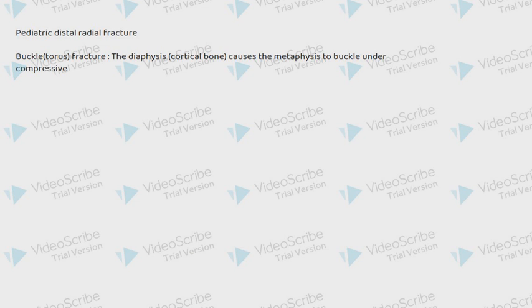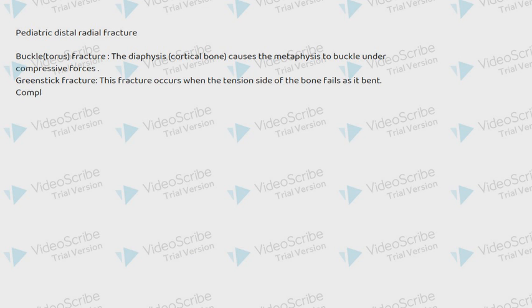Pediatric distal radial fracture. It has 5 types: buckle, greenstick, complete, physeal, and plastic. In buckle, the diaphysis causes the metaphysis to buckle under compressive forces. In greenstick, the tension side of the bone fails as it bends. Complete fracture is a fracture that propagates through the entire bone and can occur as a spiral, oblique, or transverse fracture.